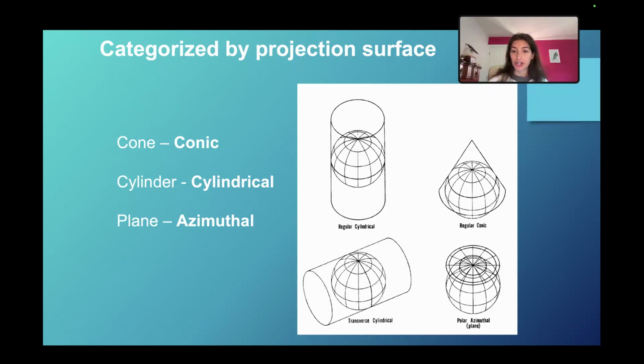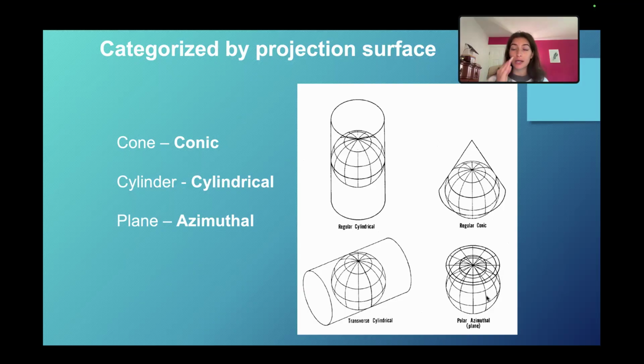Categorizing these by the projection surface, if you see a cone, it is conic. So when you look at those projection names, if it says conic, you know that that original developable surface was from that cone shape that then got laid out flat. Cylinder is going to be cylindrical, of course, and then just a plane is going to be azimuthal. So when you think of azimuthal, you can kind of think of it like almost looking from a bird's eye view. Over here, you see polar azimuthal as one of these projections.